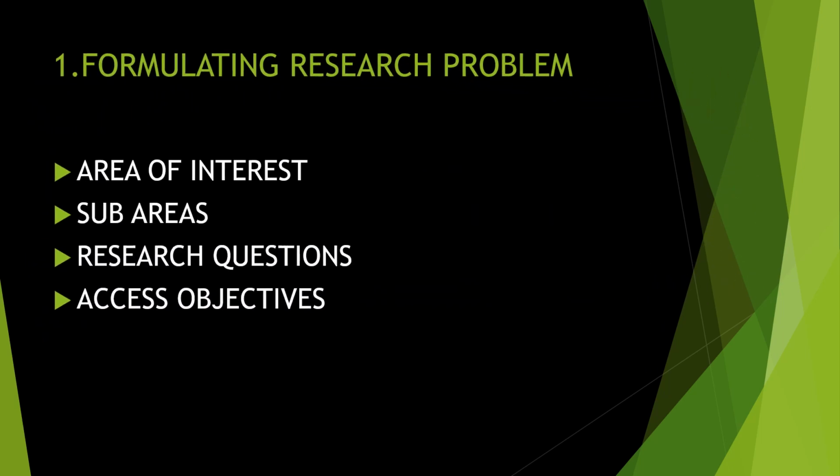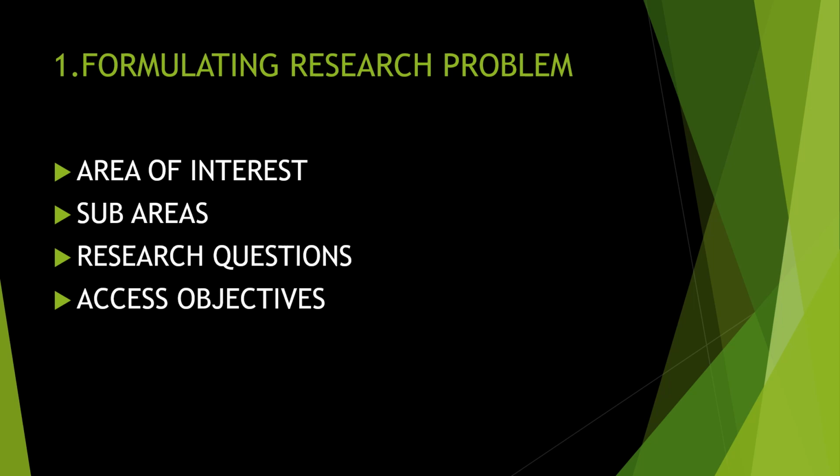First, we are going to discuss the first step, that is formulating the research problem. Formulating the research problem means first you have to find the area of interest. Whatever subject you are going to do the research on, first you want to find an area of interest for that research. Then you want to find whether there are any sub areas. Sometimes some topics have sub areas, so you want to find whether there are subtopics behind it. Then research questions: you want to prepare some questions related to this research.